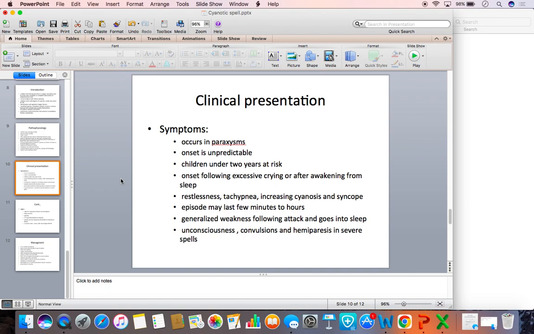Okay? The onset is acute, following feeding and excessive crying. What happens during excessive crying? There is more negative intrathoracic pressure, and there is increased venous return to the right heart, which adds to the right ventricular output, which is not ejected into the pulmonary circulation. Instead, it is pumped into the aorta, resulting in systemic hypoxia and the manifestations of cyanotic spell.